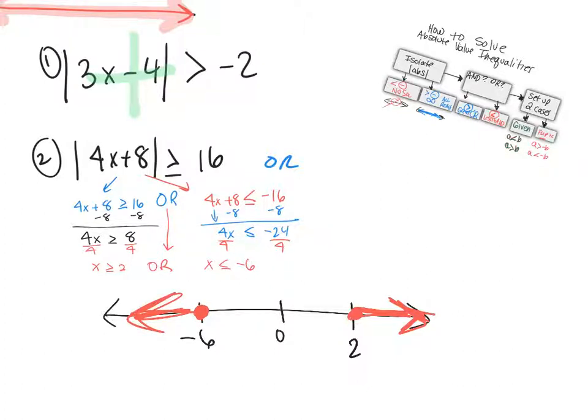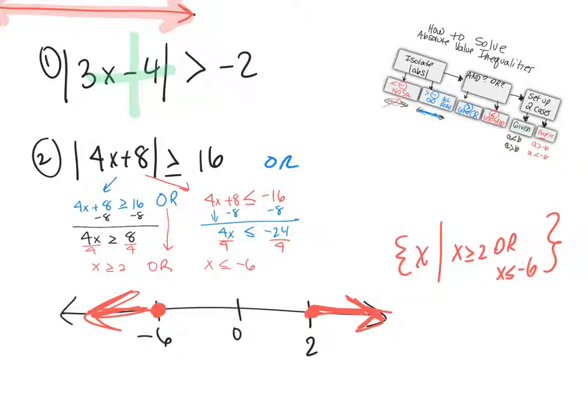And if I was to write it in set builder notation, which I'm not going to make you write, but if you remember to do so, that would be great. It would be x such that x is greater than or equal to 2, or x is less than or equal to negative 6. Remember, you have to have that.